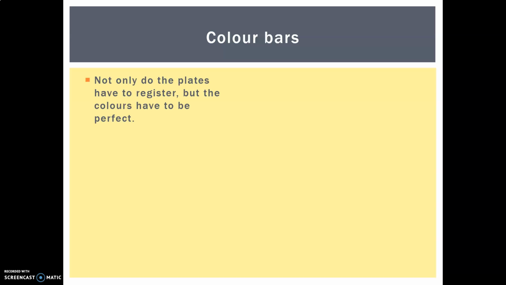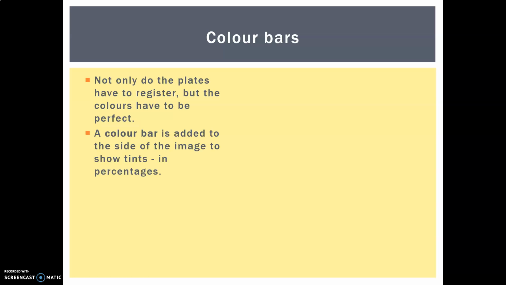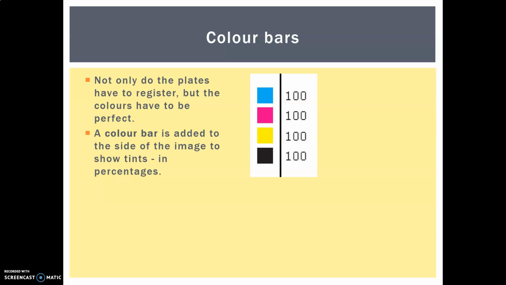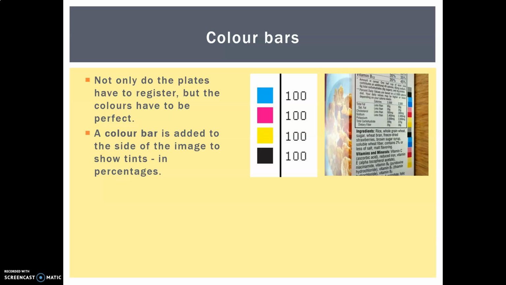Well, colour bars. Not only do the plates have to register, but the colours have to be perfect. Of course they do. A colour bar is added to the side to show different tints, and they're labelled in percentages. They look like this. So C, M, Y, K: cyan, magenta, yellow and black. And you may well have seen some of them on some packaging like this. They often hide them somewhere, sometimes on the bottom, sometimes in the fold, because they don't want you to necessarily see them, but sometimes they're kind of more obvious like that.